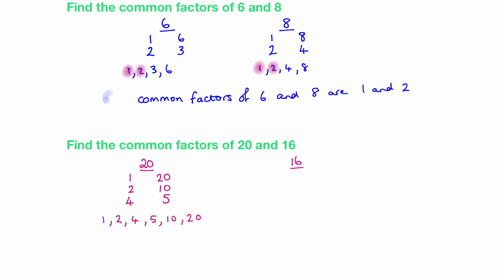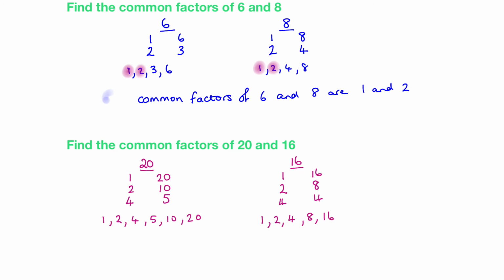Now we're going to look at 16. So we've got 1 and 16. We've already done 16, remember, a couple of minutes ago. So 2 and 8, 4 and 4. And when we list them in order, 1, 2, 4. We only say 4 once. So then 8 and 16.